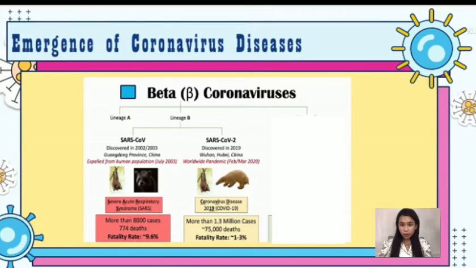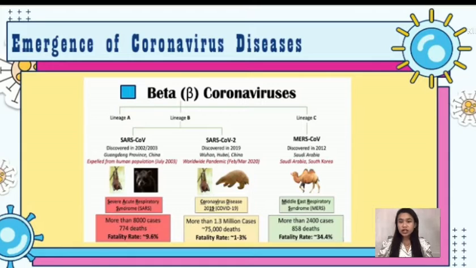After lineage B, we go on to lineage C. In lineage C of beta coronaviruses, there is the MERS coronavirus, or what we call the Middle East Respiratory Syndrome coronavirus. This was discovered in 2012 in Saudi Arabia, and it really hasn't gained that much attention out of the world because it's only been localized in Saudi Arabia, and the outbreak that happened in South Korea. It is said that it came from camels, where if an individual drinks the camel milk, then that individual will be exposed to that virus.